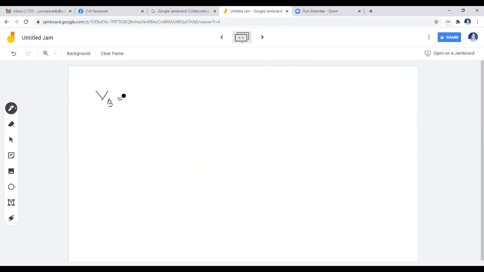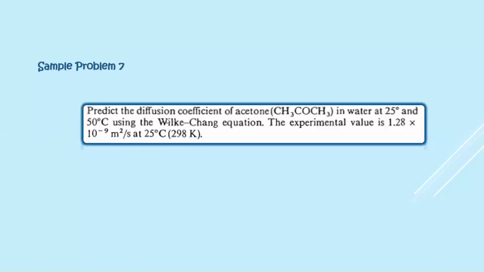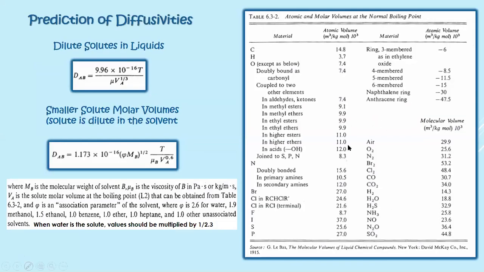Just like our previous sample problem in the gas. So it's, I think, the same as this one. So I'll go to the slide and show to you what this table is. Okay, the table that we're referring to is this one. This is our table, table 6.3-2.